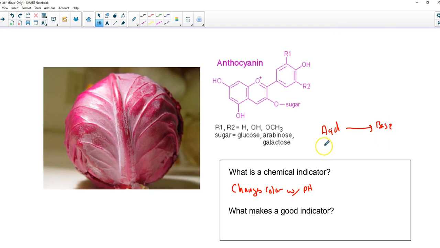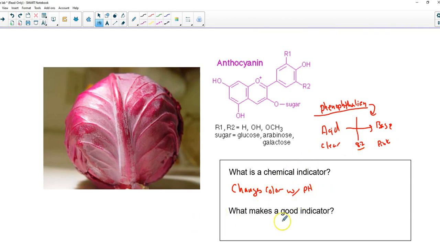A common indicator in chemistry is called phenolphthalein. This is a real common chemistry indicator. In acids, it is clear, but in bases, it is pink. It switches over at a pH of about 8.2. None of the indicators are great, they're not absolutely perfect, like right at 7 or right at whatever. There are lots of different indicators, and they change at all different types of ranges of pH.